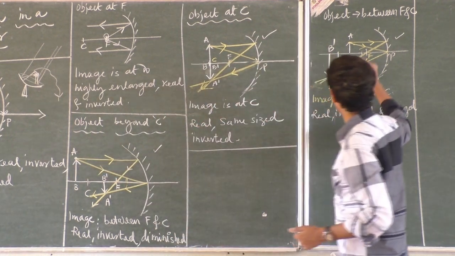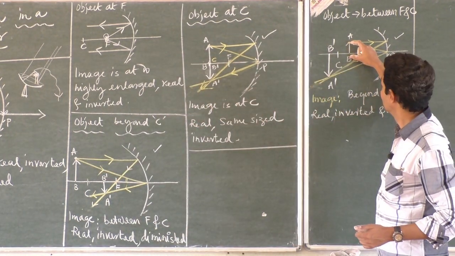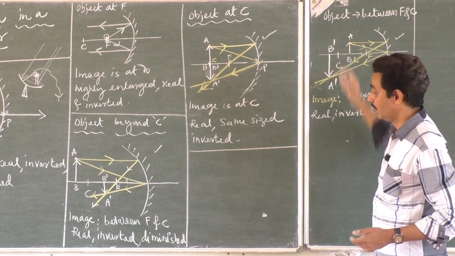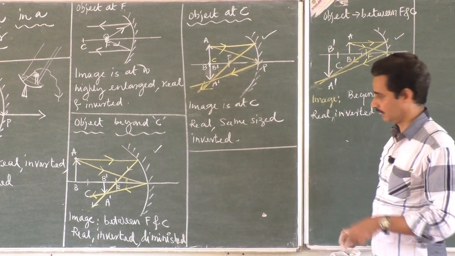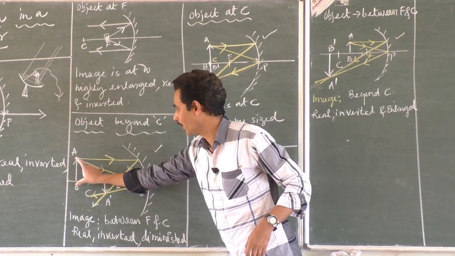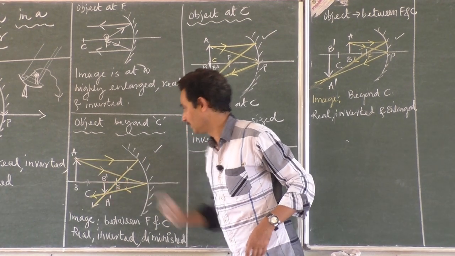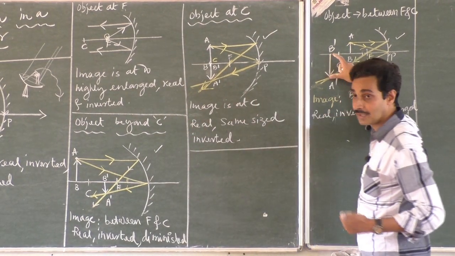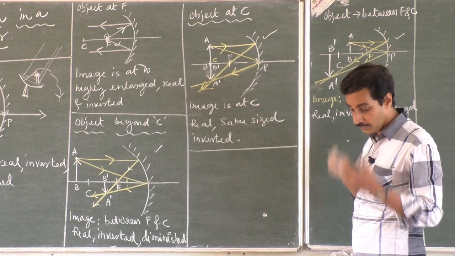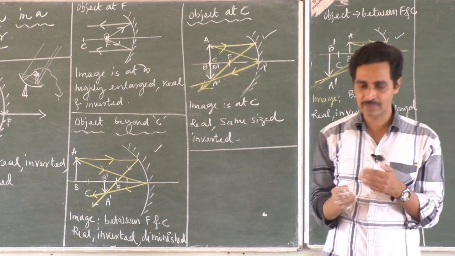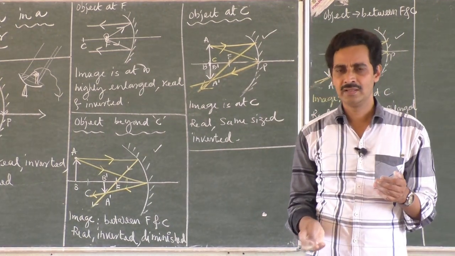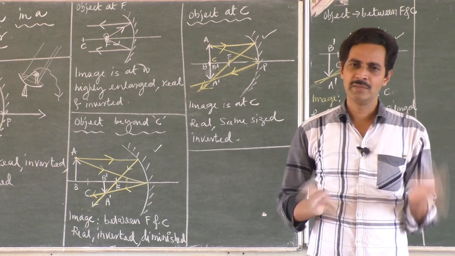Here between F and C, the object is smaller and the image is larger. Whatever is beyond C is larger. Here, beyond C, the object is larger than the image. Here, beyond C, the image is larger. So always remember this concept: whatever is beyond C is enlarged, whether it is image or object.